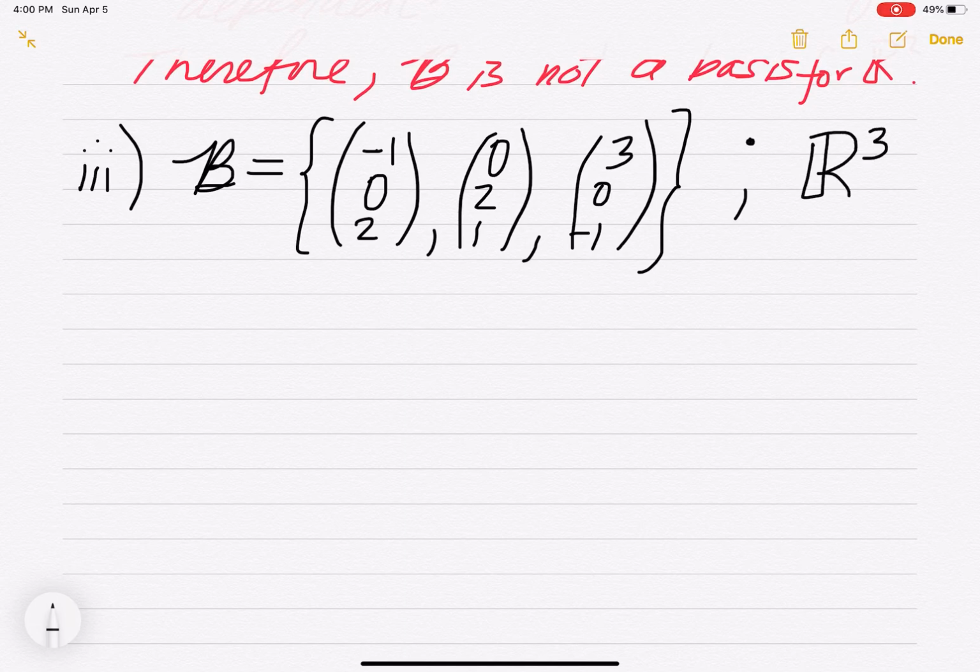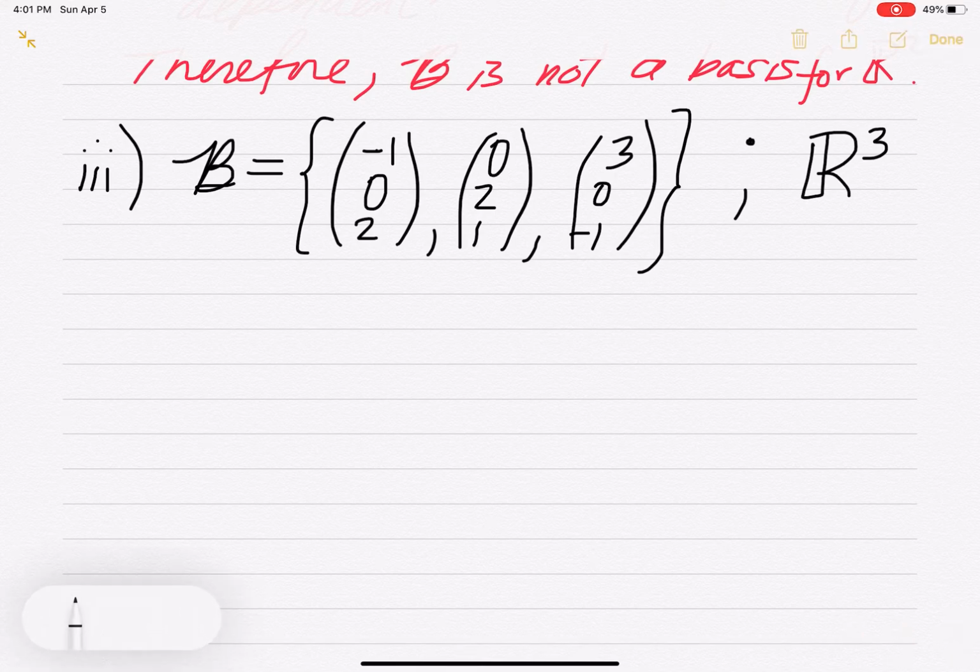So we have 3 vectors and 3 entries. So we can't just do a cheap check and say, oh, I got more vectors than entries, or I got fewer vectors than entries. We can't rule out either linearly independent or spanning R3. So actually with this one, we're going to have to write it out. We're going to have to figure it out.